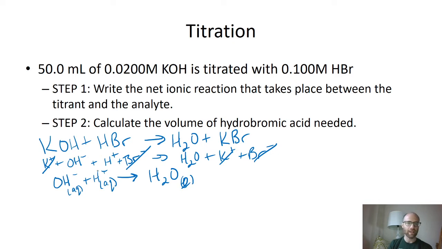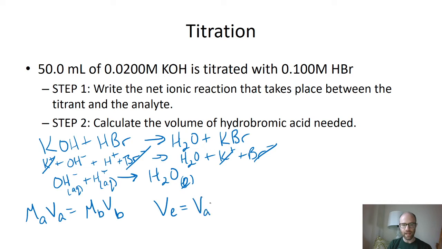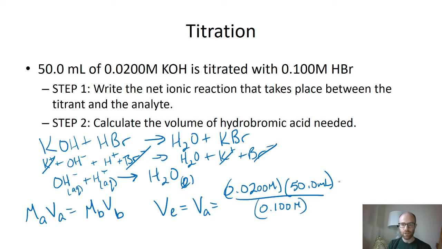And then we should also calculate our equivalence volume. Since we are titrating a base with an acid, we're actually trying to calculate VA. So a rearrangement, our VE, which is equal to VA, is going to be equal to 0.0200 molar times 50 milliliters. And we can leave this in milliliters because we're going to use our answer coming out in milliliters, divided by 0.100 molar, and we should get 10.0 milliliters of acid to complete this titration.